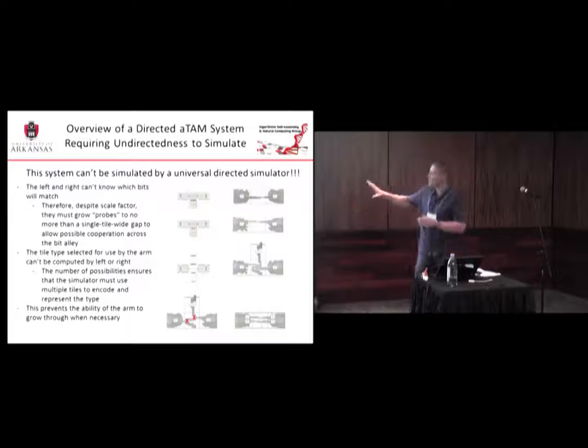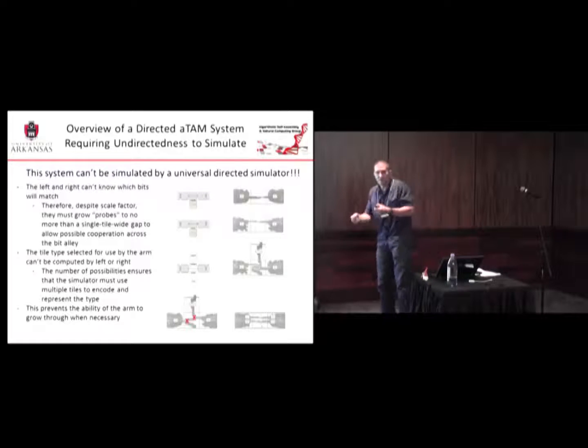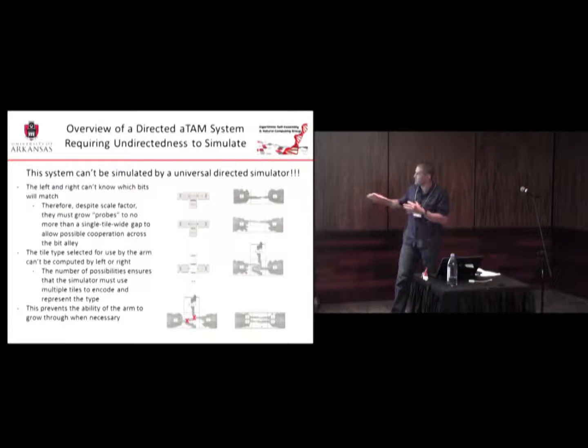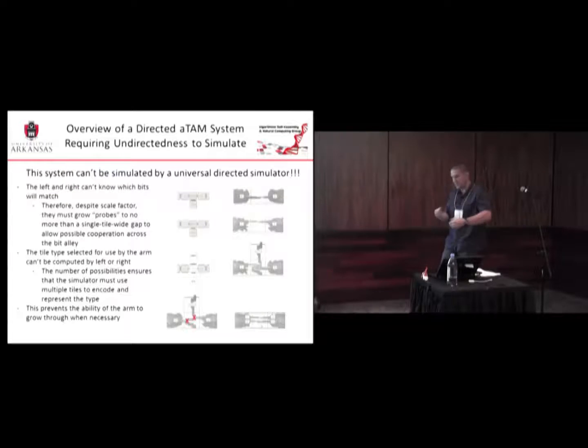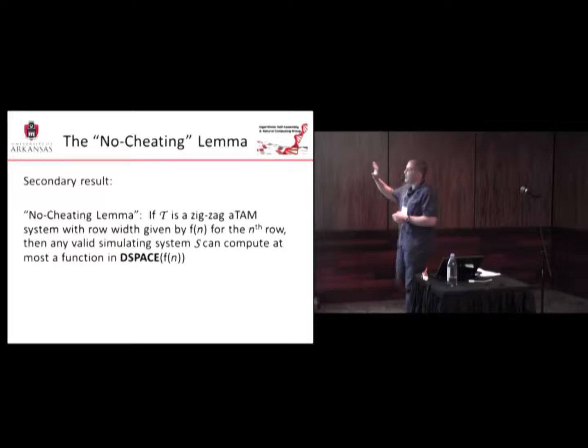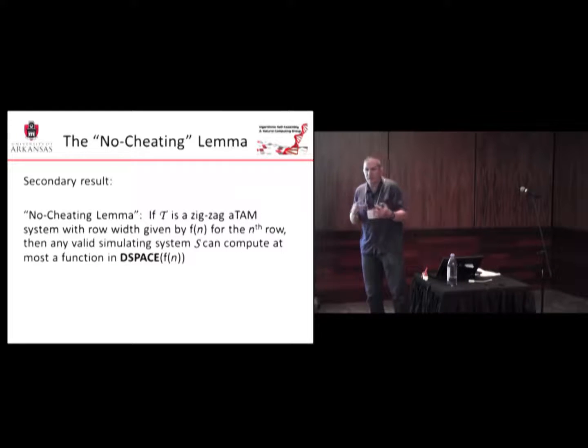So that's a real high-level sketch of how we can force any simulator into having to compete and use non-determinism to simulate the system, and thus showing that all directed systems can't be simulated by a directed simulator. We had a nice secondary result. We had some components that we think will be useful for future work. Basically, just how we can show that simulators can't get asymptotically greater space computations.